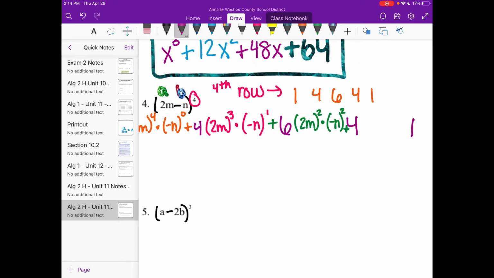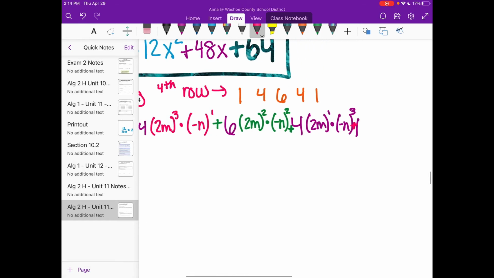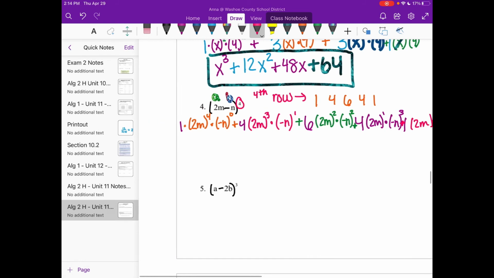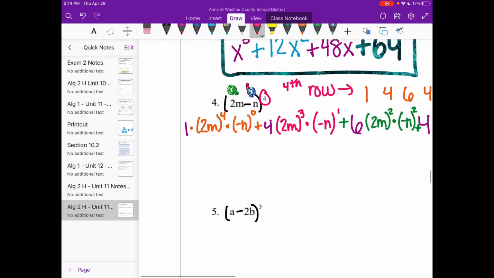sorry, I ran out of room again. Sorry, guys. 4 decrease, so 2m to the 1st times increase, so negative n cubed plus, sorry, the coefficients are really messing me up. Decrease the 2m, so 2m to the 0 and negative n to the 4th. All right, we got a long ways to go.